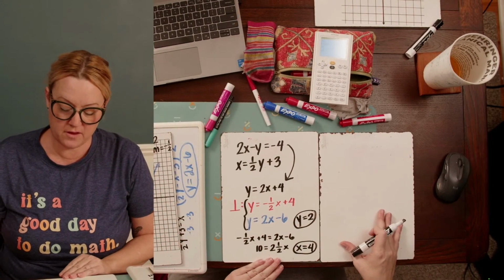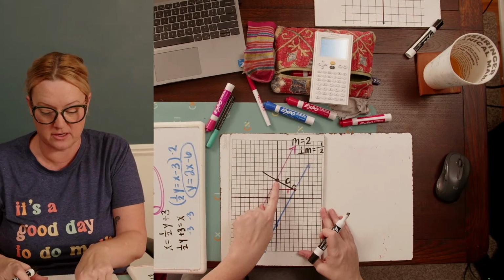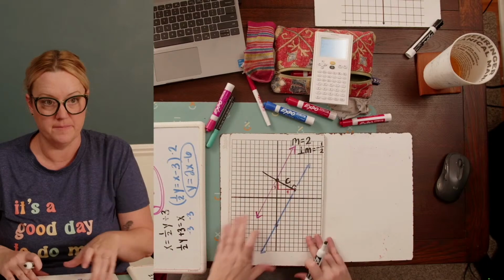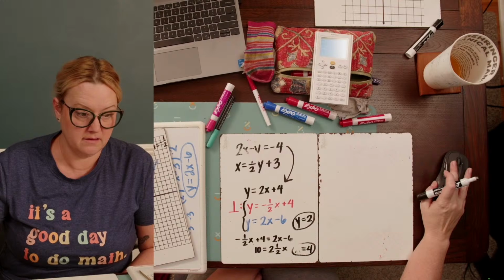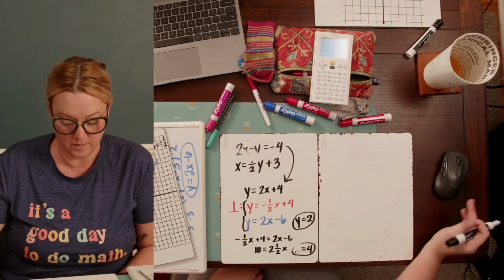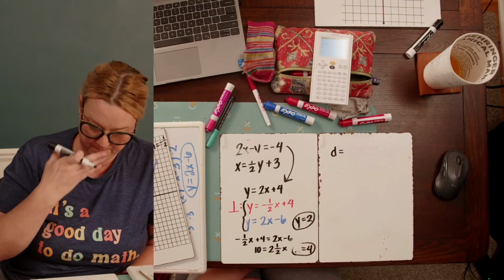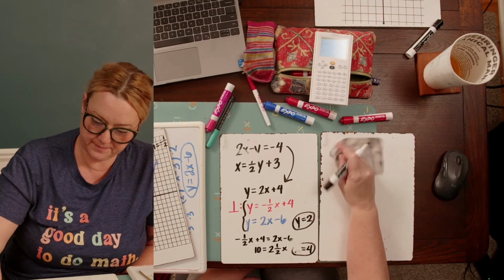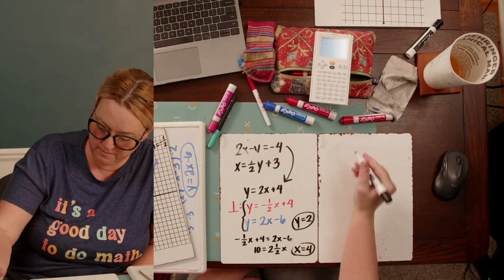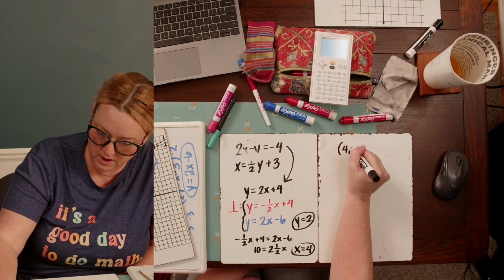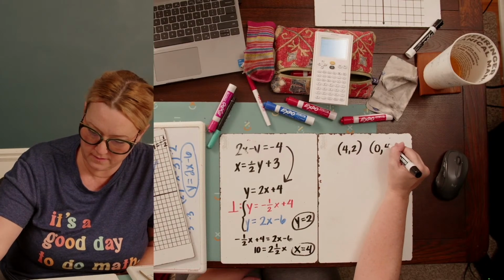So then what you're trying to find is the distance between this y-intercept and this point right here. So then you would do the distance formula between 4, 2 and 0, 4.